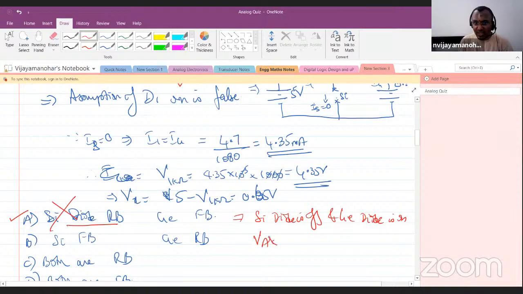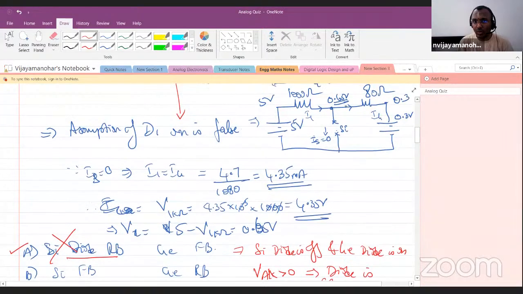VAK greater than 0, the anode to cathode voltage is greater than 0, the diode is forward biased. Look at this. This is the anode of the silicon diode, this is the cathode of the silicon diode. The anode is at 0.65 volt, the cathode is at 0. So VAK of the silicon diode is 0.65 volt, but it is less than V forward breakdown.